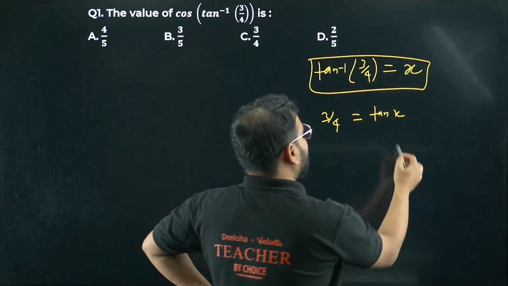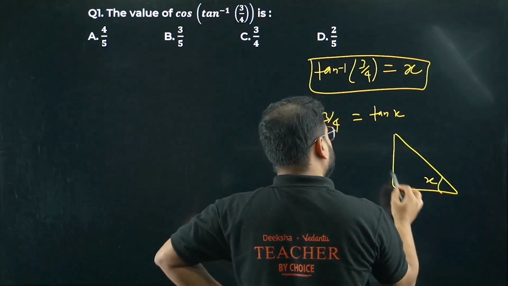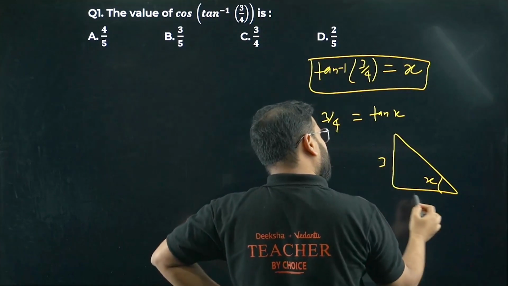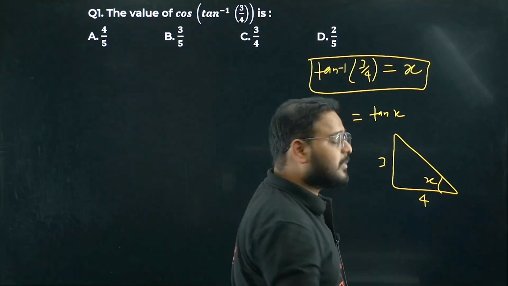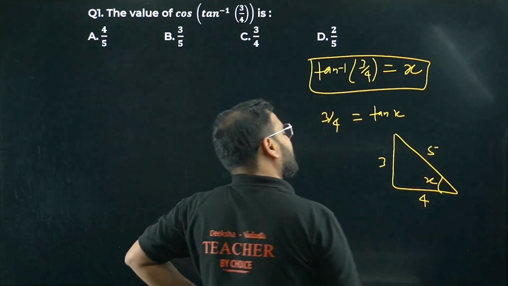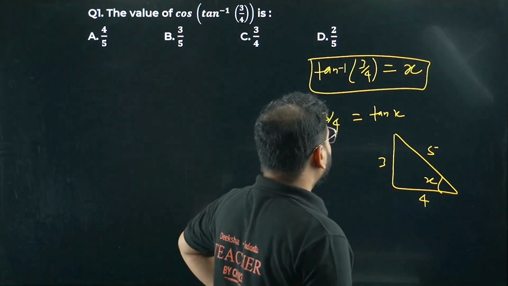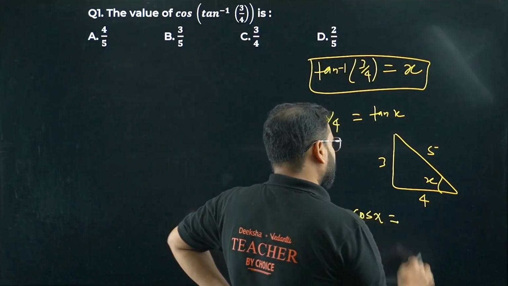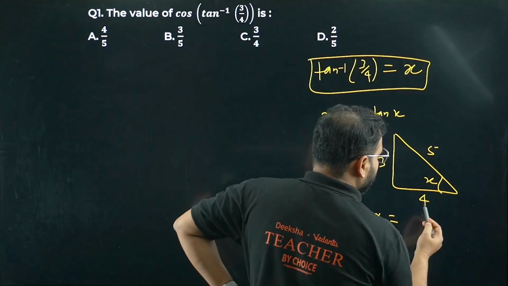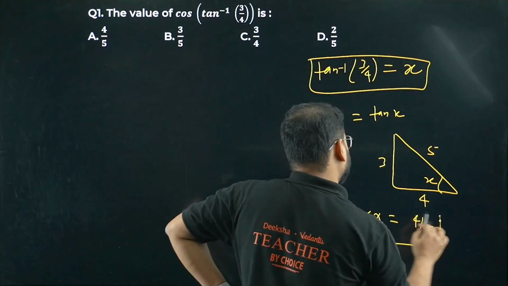So can you draw a right angle triangle for this condition? If this is my angle x, this is the perpendicular or opposite by adjacent, so this is 3 by 4. 3, 4, 5 is a Pythagorean triplet, so this will become 5. Right now, cos x will be nothing but base by hypotenuse. So base is 4, 4 by 5.